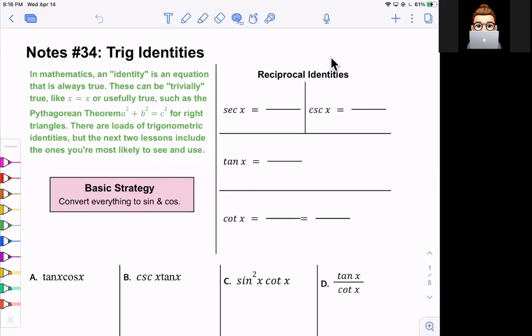Hi team, today we're learning about trig identities. We've been learning about trig functions and today we're going to learn about identities. So the word identity in math is an equation that is always true.